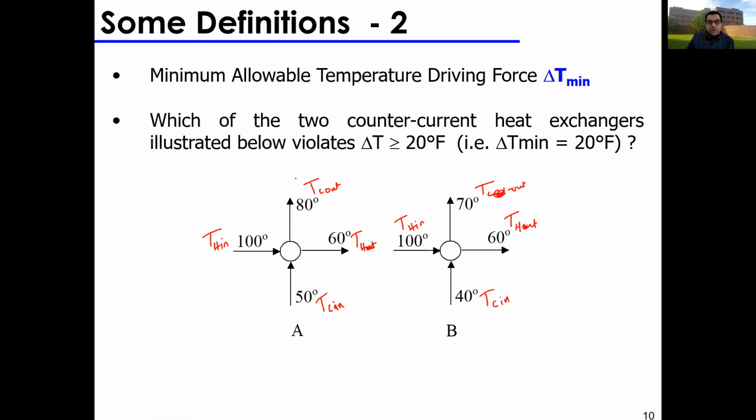Okay, anyways, so in order to calculate the delta min, I need to compare T hot in with T cold out, and T cold in with T hot out, right? I don't compare T hot in and T cold in. I don't compare T cold out and T hot out, right? Because these are countercurrent. So just be careful.